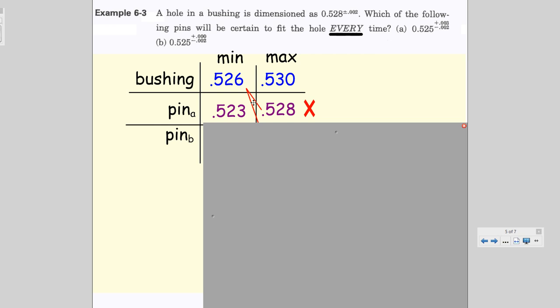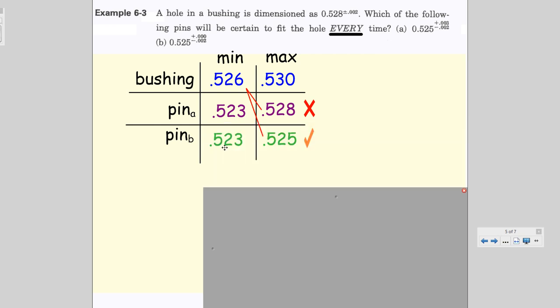What you're really checking is this cross line here. Will the largest pin, here's the largest pin right here, fit into the smallest hole? The 0.528 maximum pin size will not fit into the smallest hole, so therefore pin A is not going to work. For pin B, we've got our min at 0.523 and our max at 0.525. It will fit. This crosswise we don't have to check because it's going to work. It's the lower this way that we have to check. If you make a little grid like this to check it out, I think you will be successful every single time.